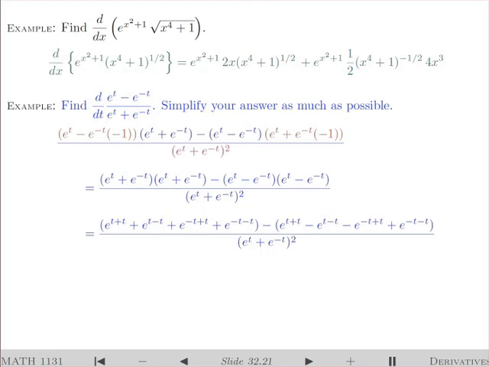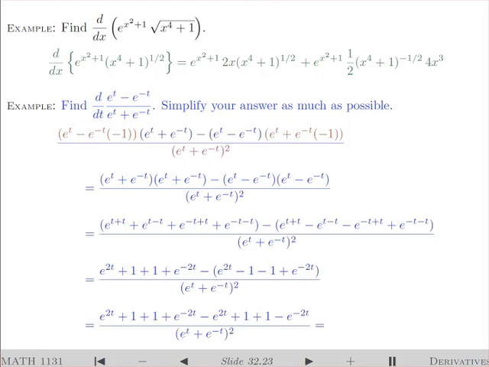First term is e power t plus t, e power 2t. And then e power 0, or 1. And then again 1, and so on. Now I'm going to distribute the minus in the second group. Now there are a lot of like terms.